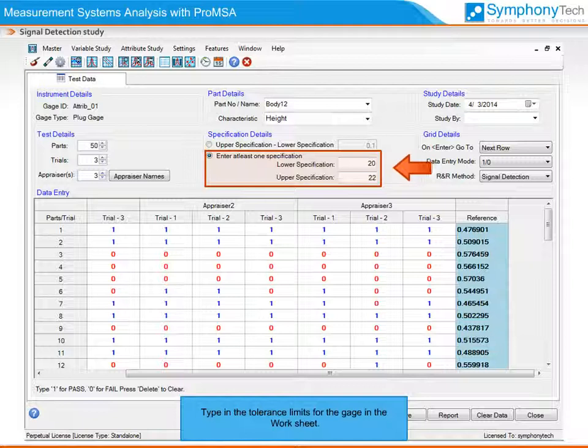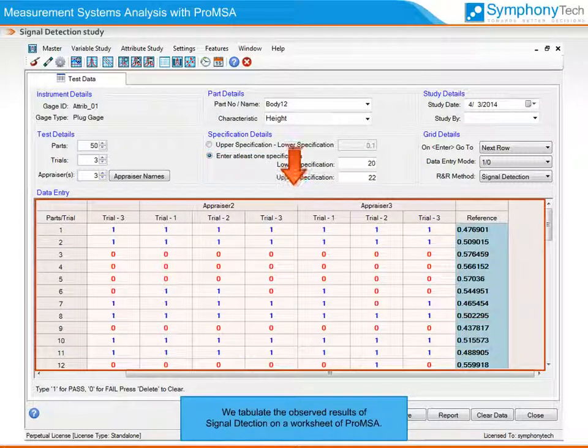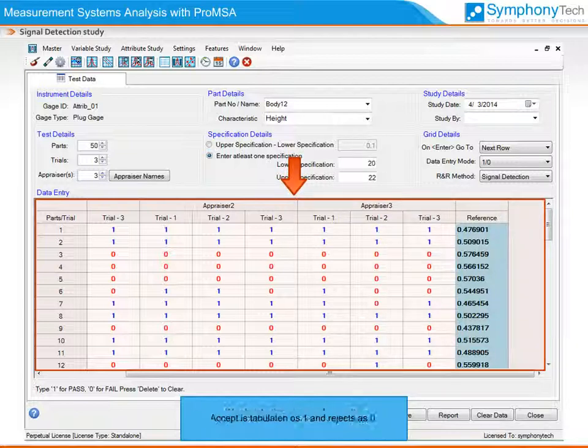Type in the tolerance limits for the gauge in the worksheet. We tabulate the observed results of signal detection on a worksheet of ProMSA. Accept is tabulated as 1 and reject as 0.